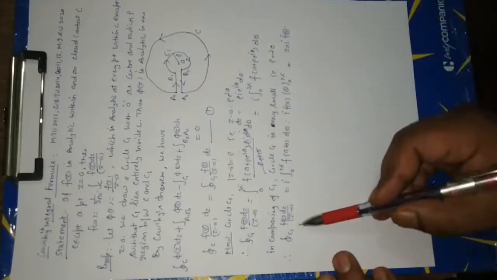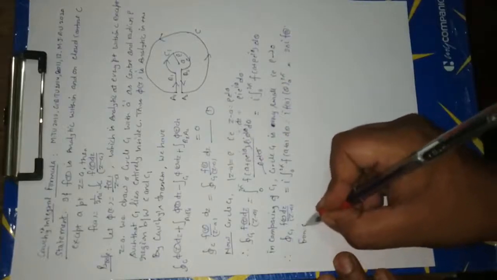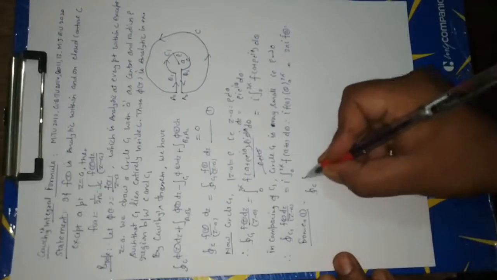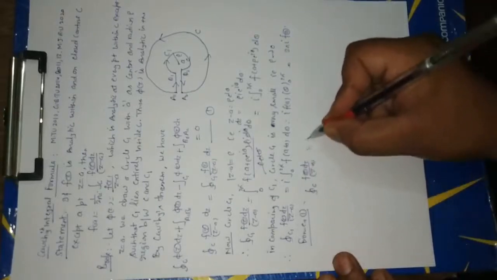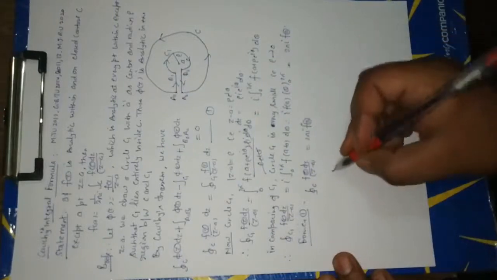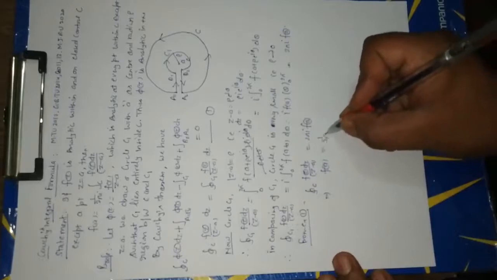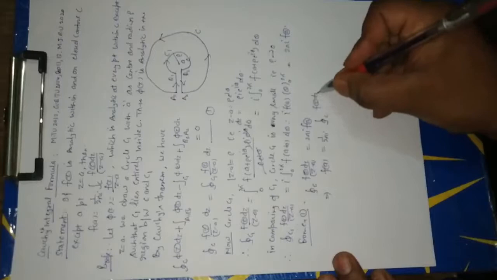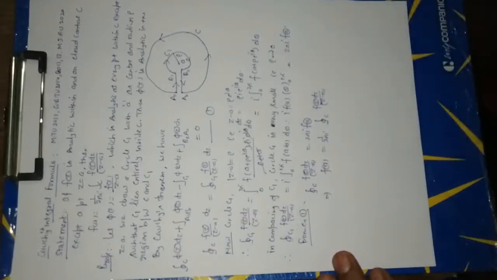Putting this value in equation number 1, we get integration over contour C of f(z) dz upon z minus a equal to 2 pi i f(a), which implies f(a) is equal to 1 upon 2 pi i integration over contour C of f(z) dz upon z minus a. This is the complete proof of Cauchy's integral formula.